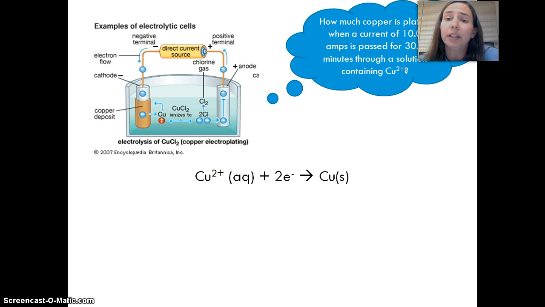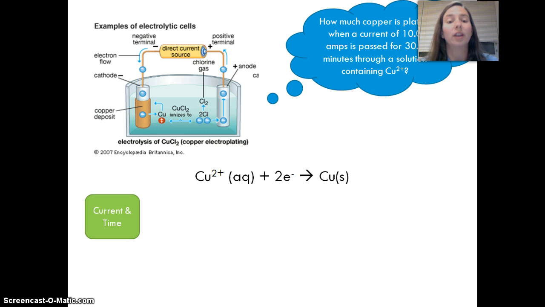So for example, let's say I wanted to figure out how much copper I could make when a current of 10 amps or amperes is passed for 30 minutes through a solution containing copper 2 ions. So over at the top left-hand corner, you can see a diagram of what's happening here. The important half reaction that we're looking at is copper ions gaining 2 electrons and creating those copper atoms as a solid. So this is how we're going to do this. We're going to kind of follow a flow chart to help us to understand how to do this.